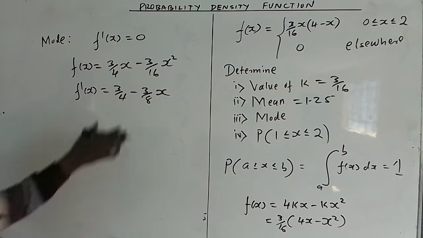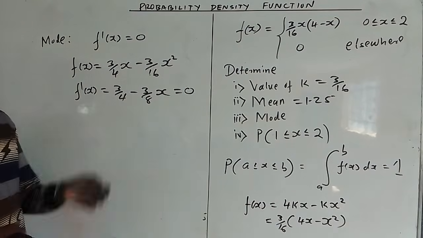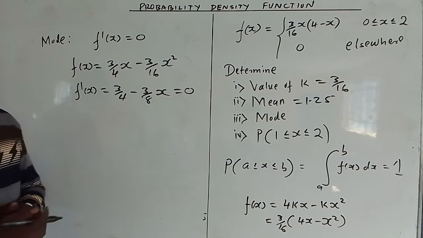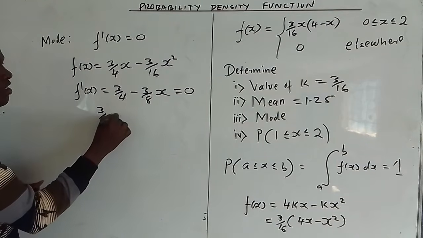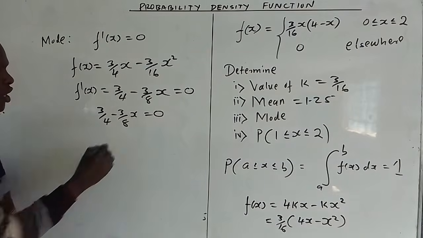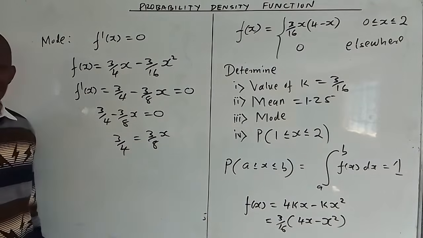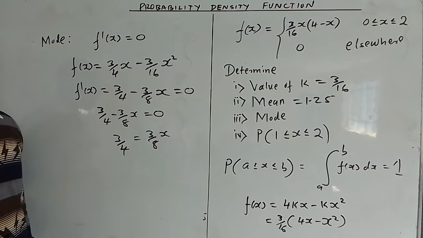Okay? So at the turning point, the derivative of the curve is equal to 0, meaning that turning point is the maximum value, isn't it? So at the maximum value, 3 over 4 minus 3 over 8x is equal to 0. So 3 over 8x going on the other side of the equation, you get 3 over 4 is equal to 3 over 8x. Are we together?